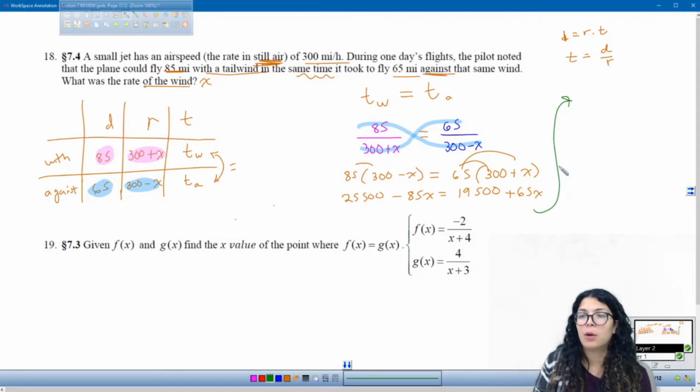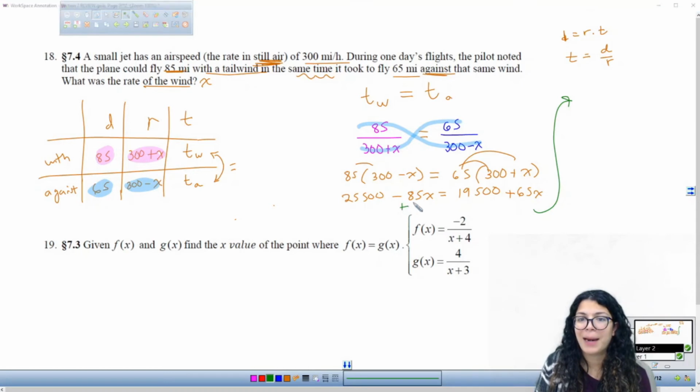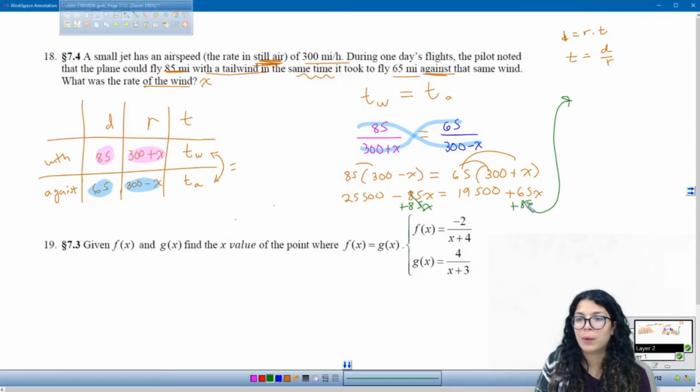I'm going to go ahead and bring this over here, but before I do that, I'm going to add 85x to both sides to bring the variable to the right, and subtract 19,500 on both sides to bring the variable to the left.